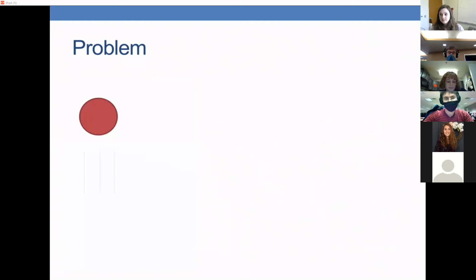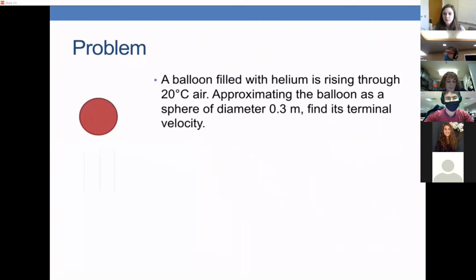All right, here's another situation. So this time we've got a balloon. The balloon is filled with helium, and then instead of falling, it's rising through 20 degrees C air. So I'm going to approximate the balloon as a sphere, diameter 3, and I want to find its terminal velocity. There are some properties that I'm going to want to look up at 20 degrees C in 1 atmosphere. What are those properties? Density of air, that's going to be important. What else?